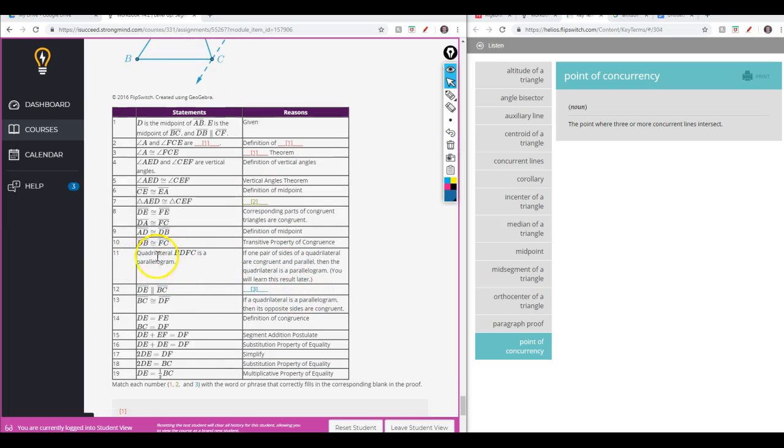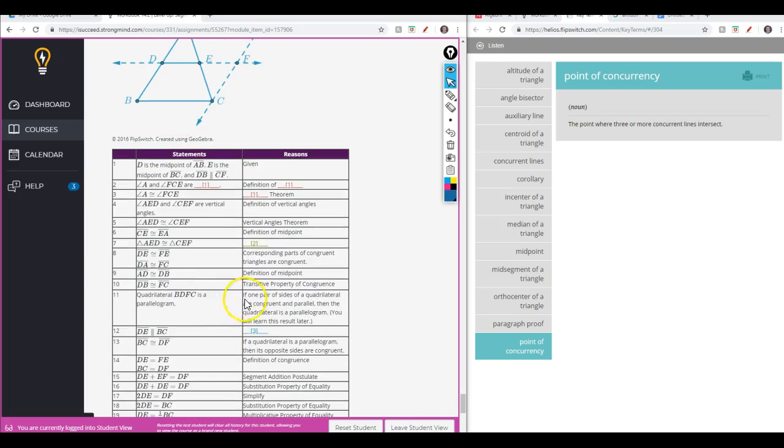So now we're jumping to this third one. It says that segment DE is parallel to segment BC. The reason before is that quadrilateral BDFC is a parallelogram. So if one pair of sides of a quadrilateral are congruent and parallel, then the quadrilateral is a parallelogram. So we have parallelogram BDFC, and this is stating that DE is parallel to BC.